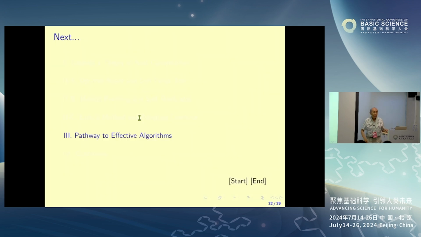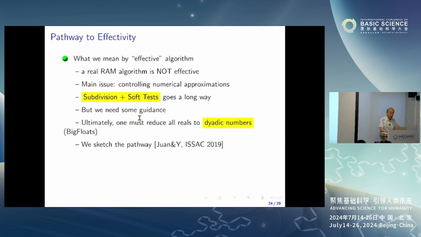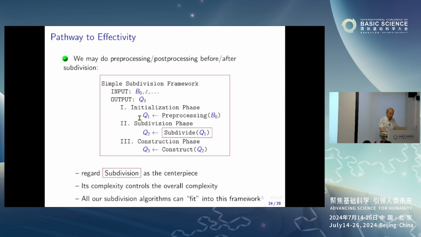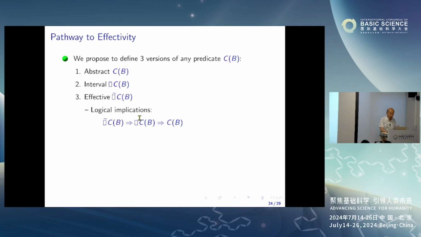So I ran out of time. I have what I call the pathway to effective algorithms. It's based on another paper that I worked on with Su Jian from the Chinese Academy of Sciences, where we designed an algorithm for finding roots of a zero-dimensional polynomial system with isolated real roots. We want to find all its roots in a box. We want to certify an algorithm for that.